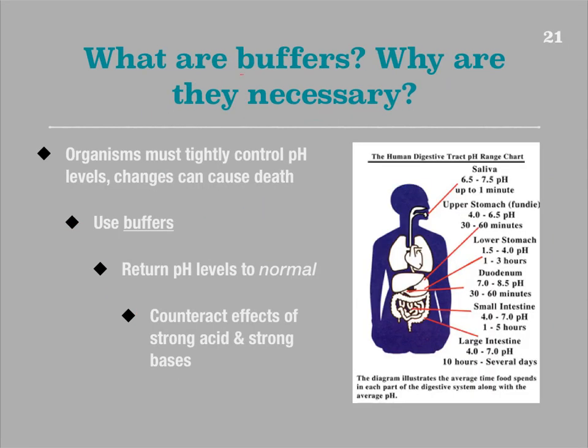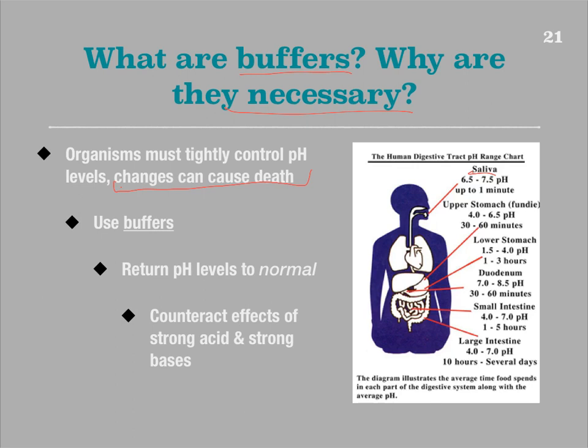Okay, so what are buffers and why are they necessary? Organisms must maintain tightly controlled pH levels. If the pH levels fluctuate too much, it can cause death in the worst case scenario. Buffers help return pH levels to normal for whatever part of the organism that the pH is changing in. For example, when we take in food, the saliva in your mouth has a pH between 6.5 and 7.5. Food stays in your mouth for maybe up to a minute.